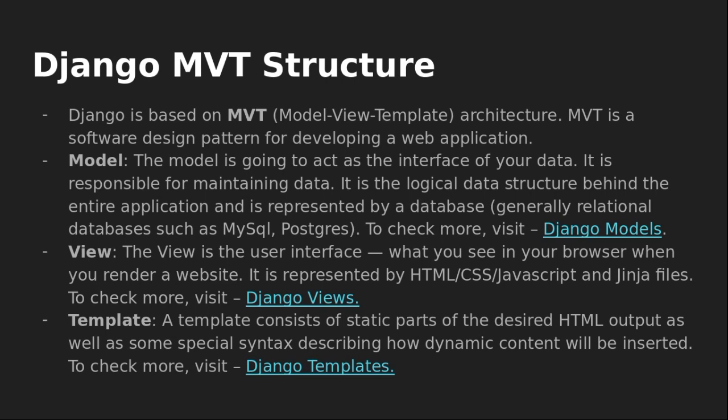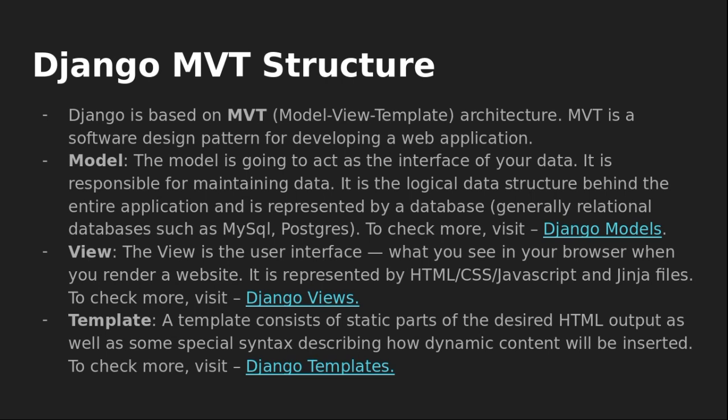It will query the data. It will fetch your data. It will perform some CRUD operations on your data. It is the logical data structure behind your entire application, and it is represented by a database. Generally it's a relational database such as MySQL or Postgres, but Django uses SQLite by default. For more information, you can visit this website.